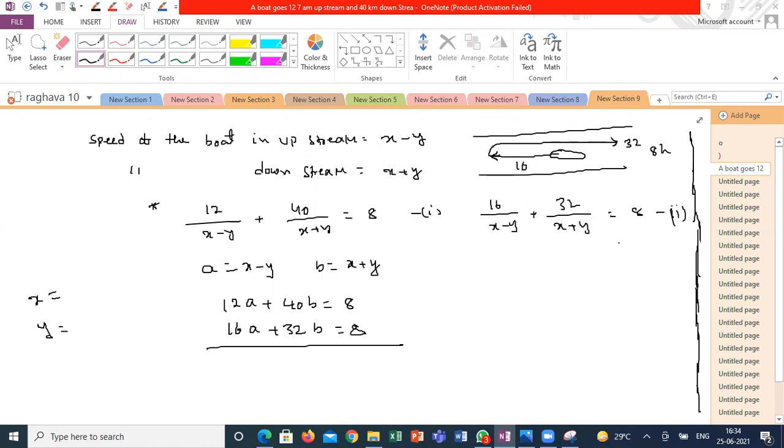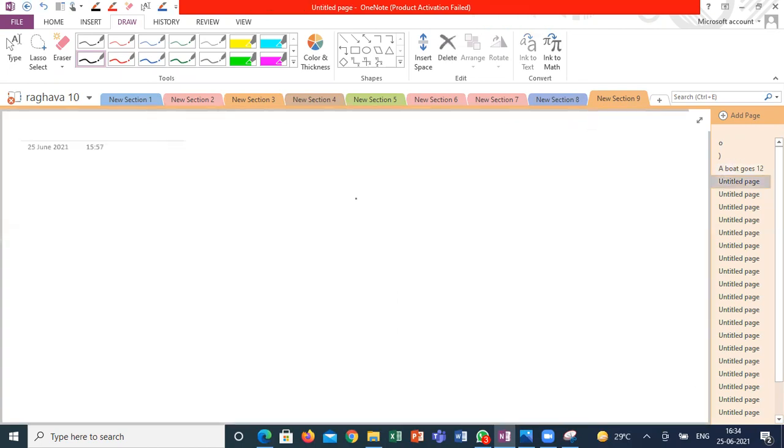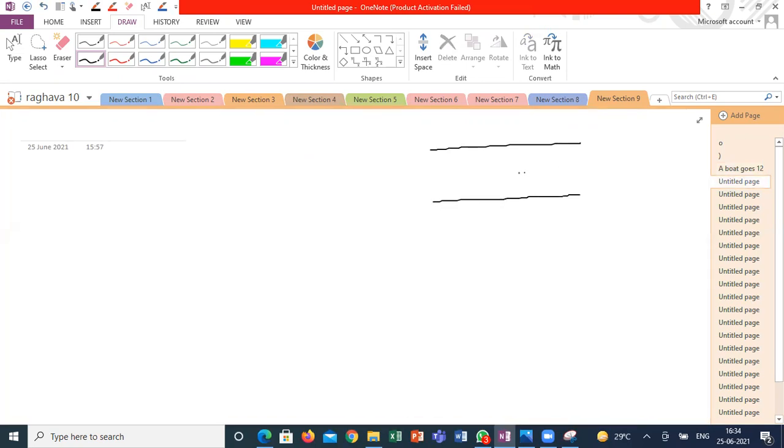See here, I'm writing in the next space. In the first case, the boat traveled in this direction 12 kilometers, and again it traveled downstream 40 kilometers, correct? According to the question, it took 8 hours for the total travel. Am I right, guys? Yes, sir. If the boat is traveling upstream, what is its net velocity? The water is pushing in this direction, the boat is pushing in this direction, so the net velocity is x minus y.